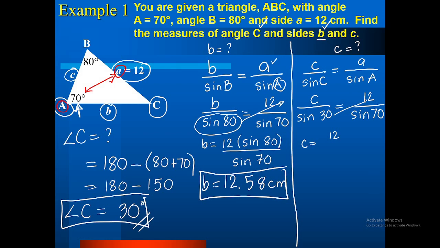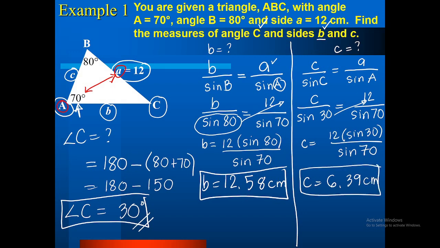Kindly calculate this, please. How much is it, class? How much? 6.39. That's totally right. C is equal to 6.39 centimeters. So that is the value for our first problem. Any questions about our first problem? Do you understand?